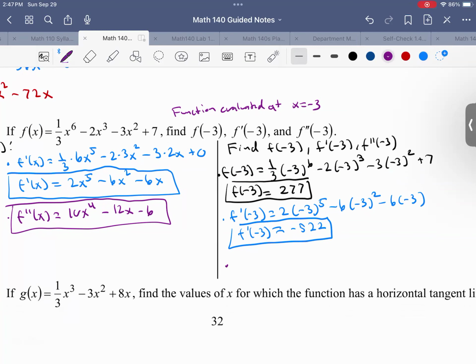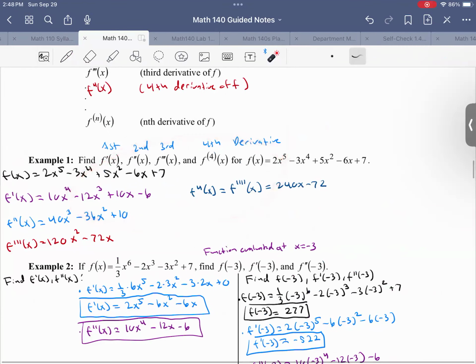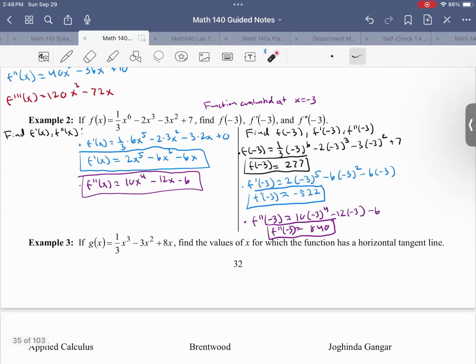Lastly, let's plug the -3 into the second derivative. So this becomes 10 times -3 to the fourth minus 12 times -3 minus 6. All right, and once again, I'll trust you with the calculations, but what you end up with is 840. Okay, great. So that is that question. So we went through finding first and second derivatives and then evaluating them respectively.